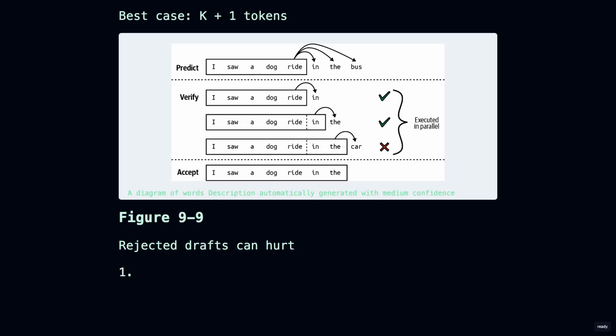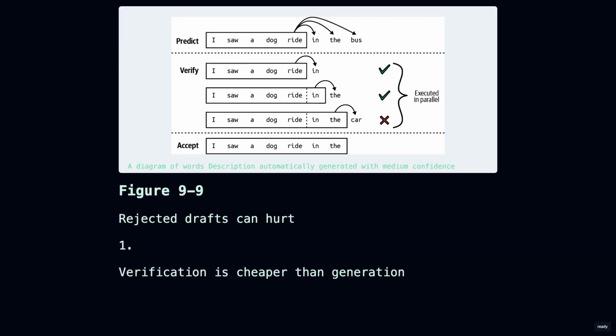The first reason is that verification is parallel, while generation is sequential. That difference alone can make checking much cheaper than producing tokens from scratch. This is the core performance argument. Speculative decoding shifts more work into a parallelizable form, so the model spends less time stepping through tokens one by one.